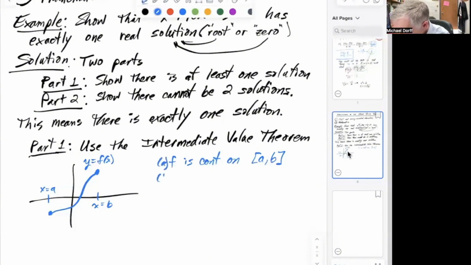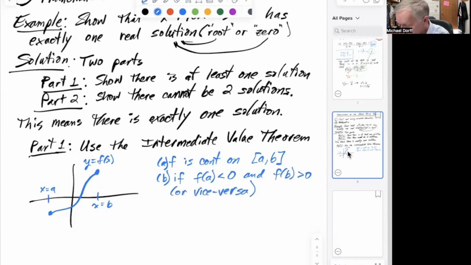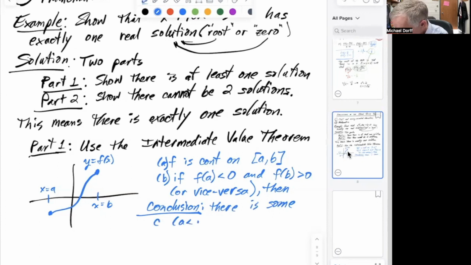And if f of a is less than 0 and f of b is greater than 0, or vice versa. So you could have f of a greater than 0 and f of b less than 0. Then what do we get? The conclusion in the intermediate value theorem is that there is some c, where c is between a and b, such that f of c equals 0. Okay, this is a variation of the intermediate value theorem, but this is the most common one we've used.